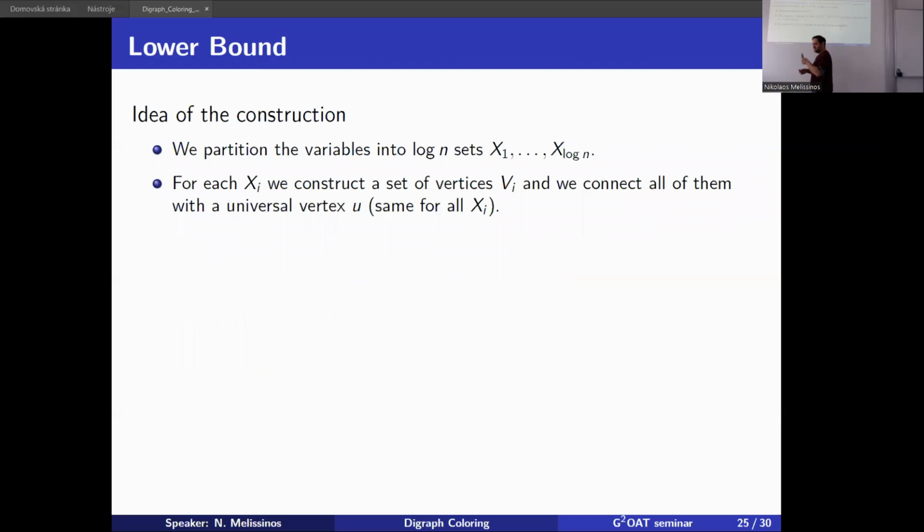Okay, so what is the idea of the construction? Here it becomes a bit technical. First, we consider the set of variables, and we divide this set into log n sets. For each one of those sets, we create a set of vertices V_i. Now, we connect all the vertices of all of those sets with a universal vertex u in order to force them to have the same color, because we consider two colors. Okay, so each one of those is going to have the same color.